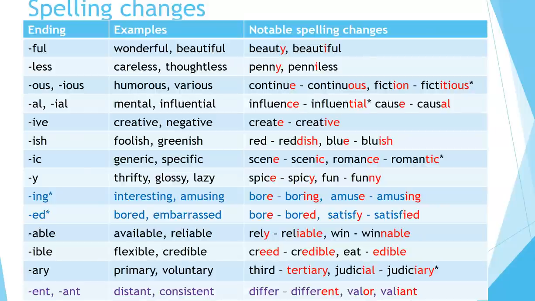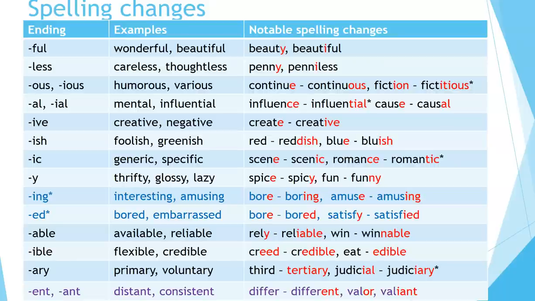Spelling changes. Ending, examples, notable spelling changes. Full: wonderful, beautiful. With wonderful, the original word does not change. With beautiful, the noun beauty ends with a Y. We need to change the Y to I before adding the F-U-L ending. Careless, thoughtless, no change in the ending here. Penny ends in a Y. The Y changes to an I before we add the L-E-S-S, penniless.